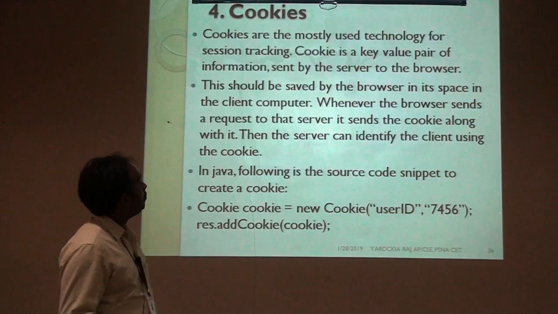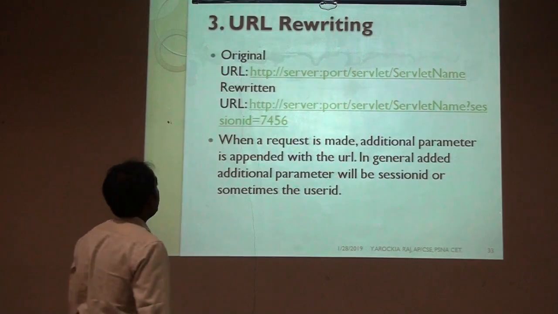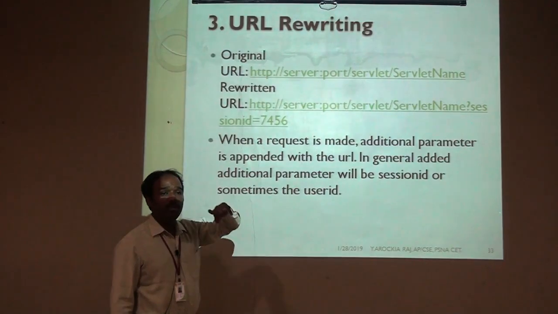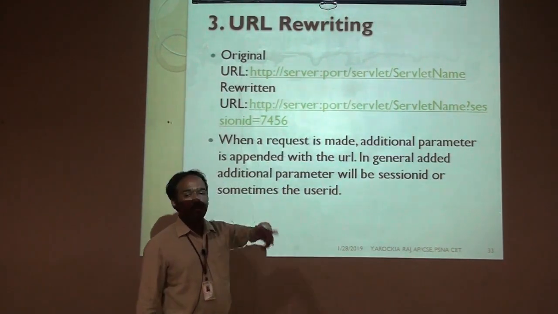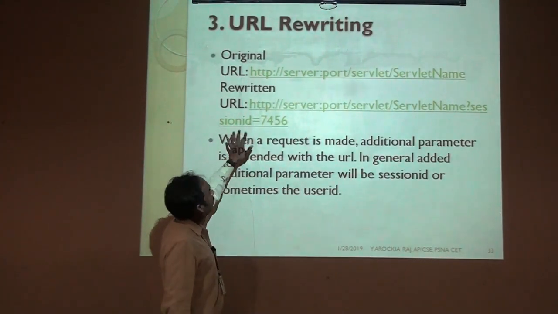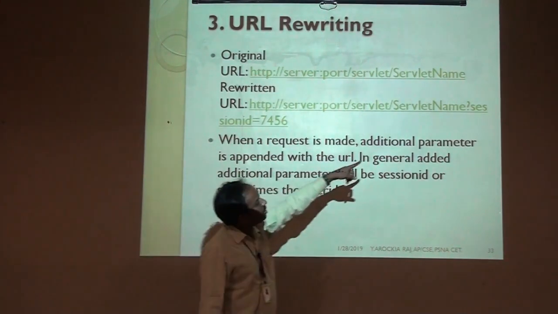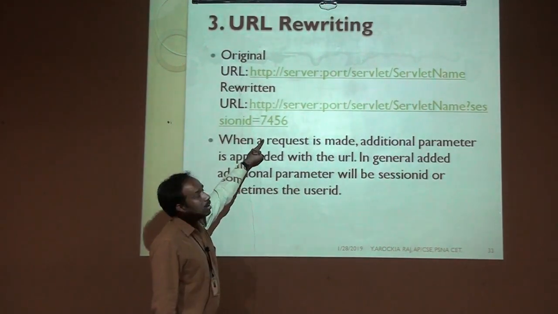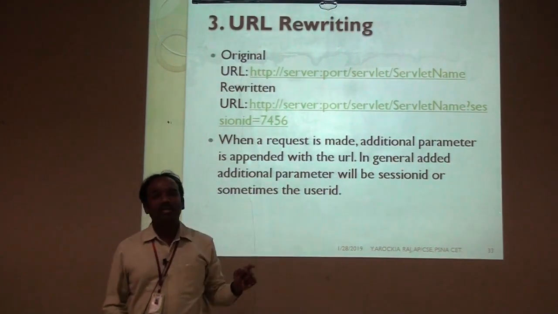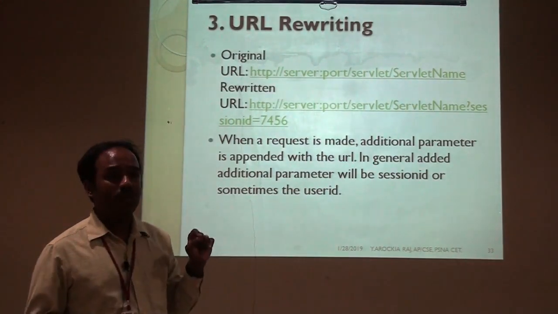Third method, URL rewriting. Okay. We already told you that each and every time my request will be written inside the URL. It may be the get method. If it is the get method, it is shown; if it is a post method, that will not be. In this method, I am just writing an ID in the URL itself. For example, see here, session ID equal to 7456. I am writing, right? With the help of this number, I can track the particular session, right?